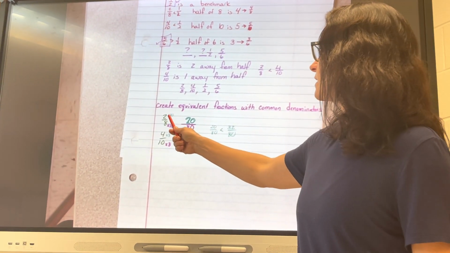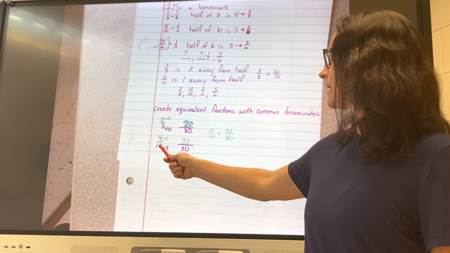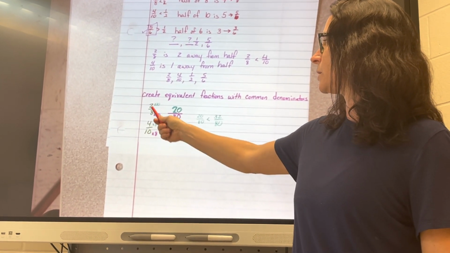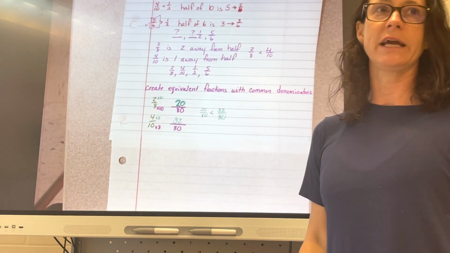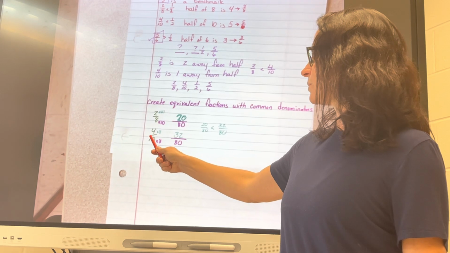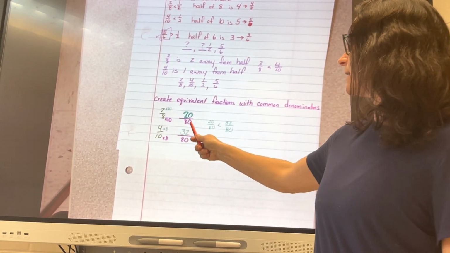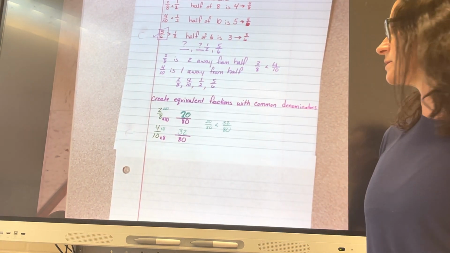So what I've done here is I've multiplied my 8 by 10 and my 10 by 8. I've just taken the 2 denominators and multiplied them by the other denominator. I hope that makes sense. So I took my 8 and multiplied it by a 10. I took my 10 and multiplied it by the 8, and I end up with 80 as a common denominator.